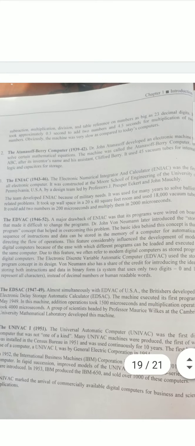Next, the second is the Atanasoff-Berry computer. It worked in the period 1939 to 1942. Dr. John Atanasoff developed an electronic machine to solve certain mathematical equations. This machine was called the Atanasoff-Berry computer, or ABC, named after the inventors.